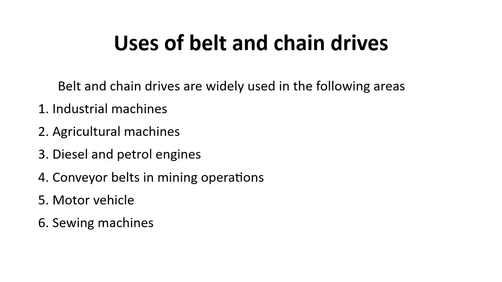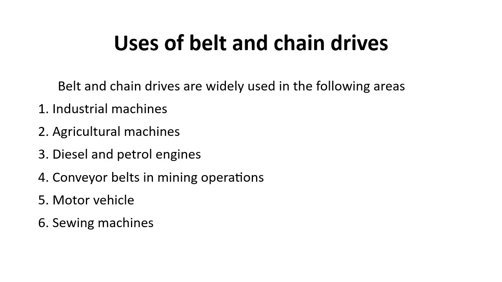can be possible when the major source is being linked to other sources with the belt or the chain drive. Therefore, it can now help them to power so many sources at the same time. Another use of belt and chain drive is in the agricultural machines.